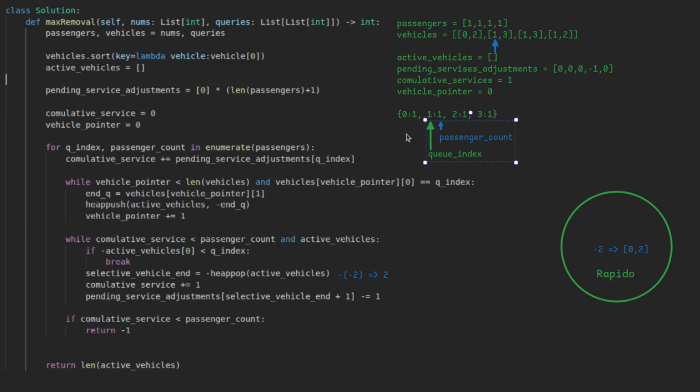Now what happens here is that at index 1, I first check whether there are any cumulative services or any pending services. No pending services are there, because I am just going to start afresh, right? So at 1 it is already written 0 here. Here it is 0, that means no pending services are there at index 1.